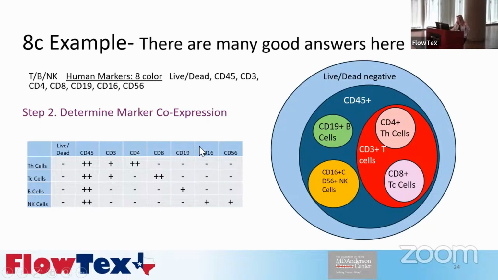First, we want to look at what co-expression we have, and I've got this as both a table and a diagram, so you can get some kind of sense of this. Everything's going to be live dead negative. Everything's going to be CD45 positive. All my T cells are going to be CD3. Half of them will be CD4. Well, more than half. And less than half of them will be CD8, and then I'll have some NKs and some CD19 positive B cells. So this gives me a sense of which markers are going to be on multiple cell types, and that'll help me decide where I want to have spectral overlap occurring and where I want to avoid it.